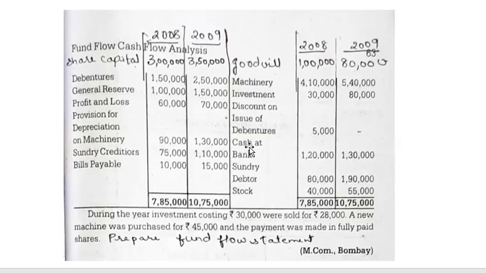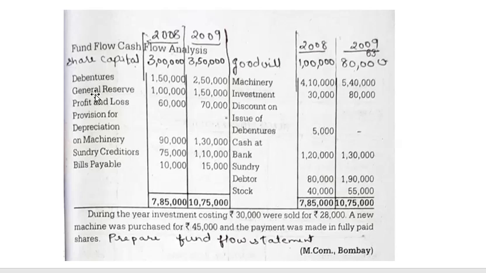What you do is, first you go to the balance sheet and check one by one. See, first one is goodwill, you have to write. Machinery, go and check the machinery account. Investment, go and check the investment account. Discount on issue will be entered in the adjusted profit and loss account. 5,000 will be the difference, so write that 5,000 in the adjusted profit and loss account.